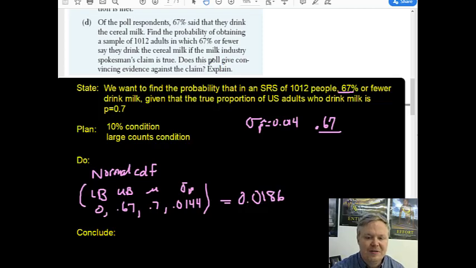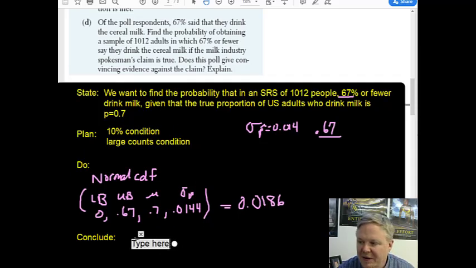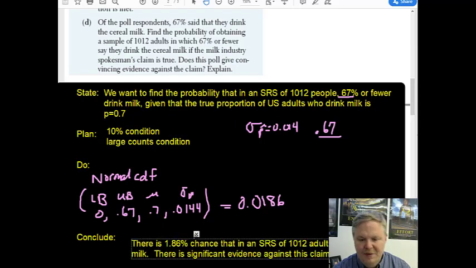So this is asking, does the poll give convincing evidence against this claim? They're claiming that this is the case. Now we can make our conclusion. There is a 1.86% chance that in a simple random survey of 1,012 adults, only 67% drink milk. That is a very small chance, so we do have significant evidence against that claim. The chances of getting a result that low are so small that the claim is not valid.